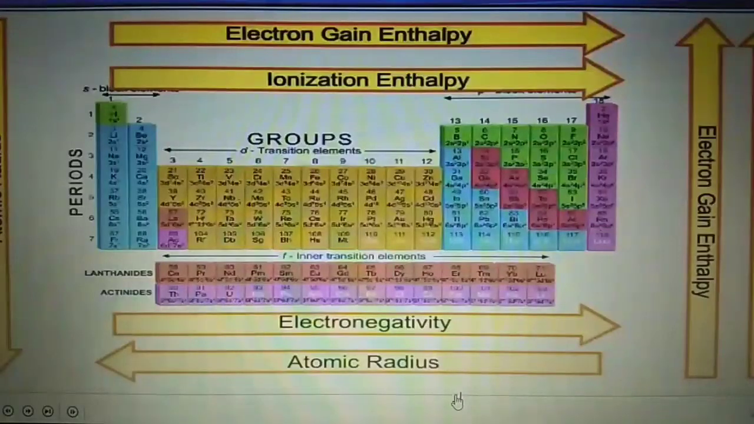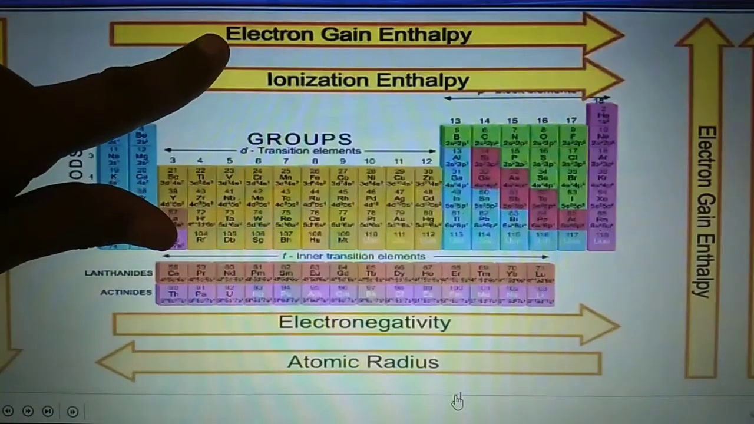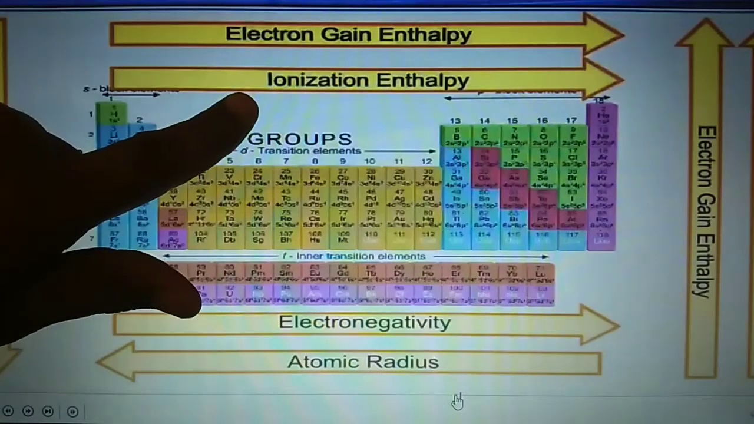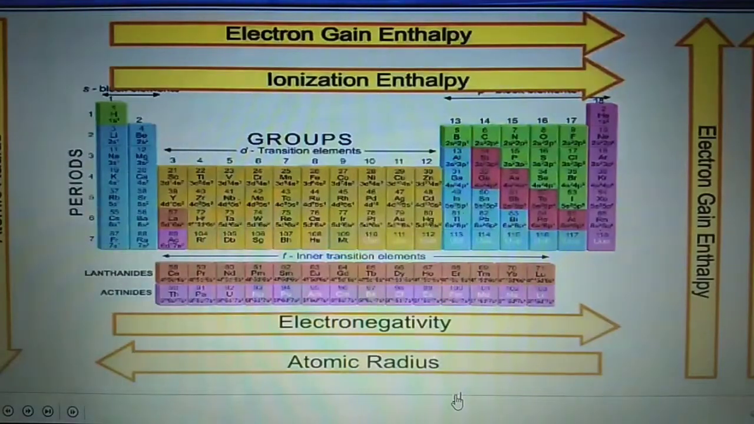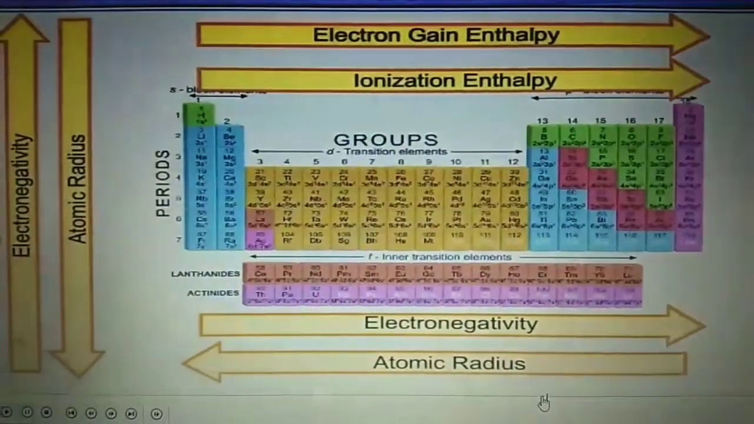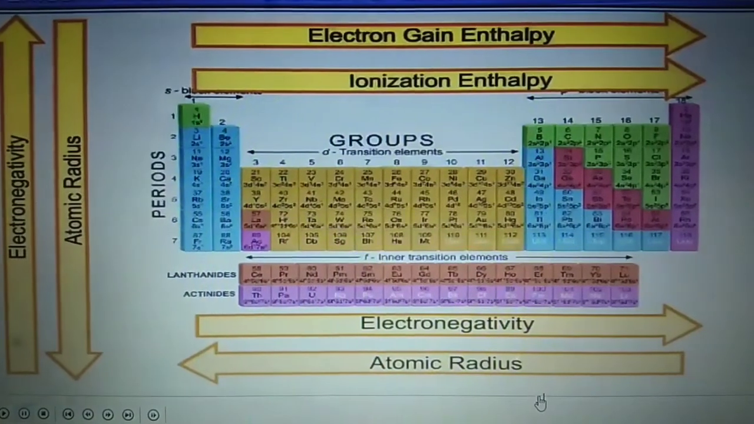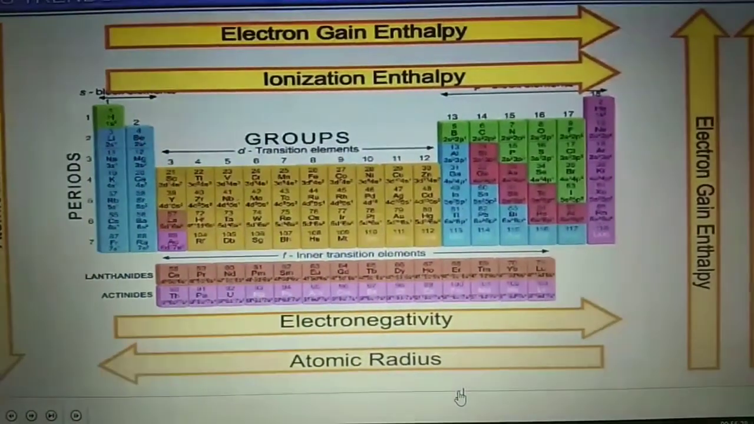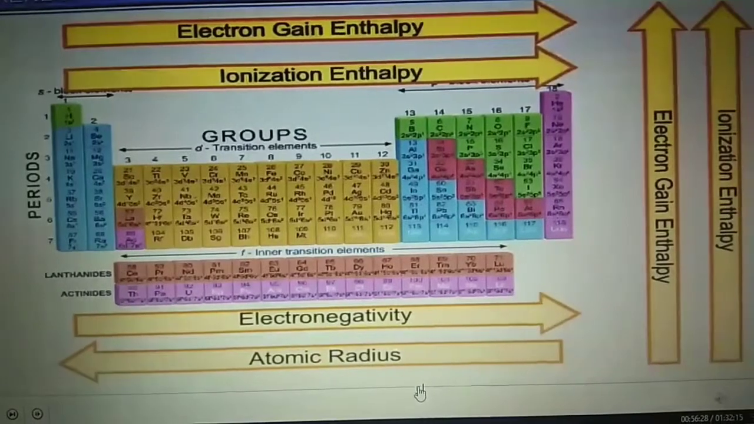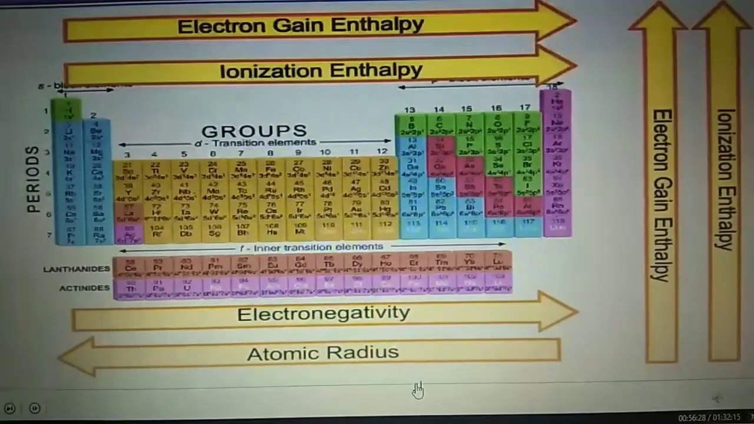So now we will discuss some properties of the elements across the periodic table, such as the electron gain enthalpy, ionization enthalpy, electronegativity and the atomic radius, right? To understand all the variation in these properties across the periodic table, first of all we need to understand the variation in the atomic size.